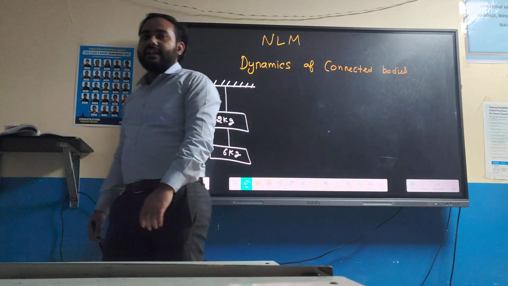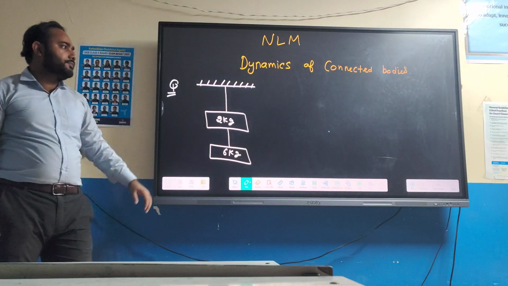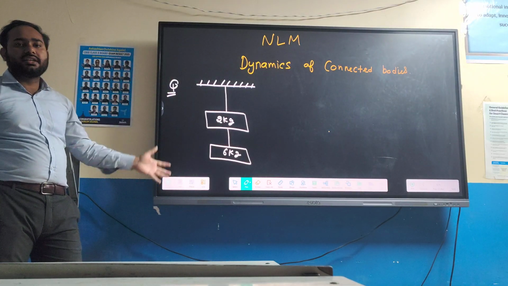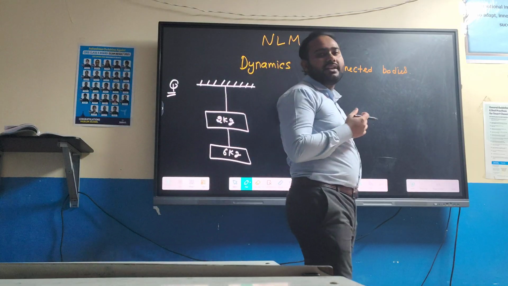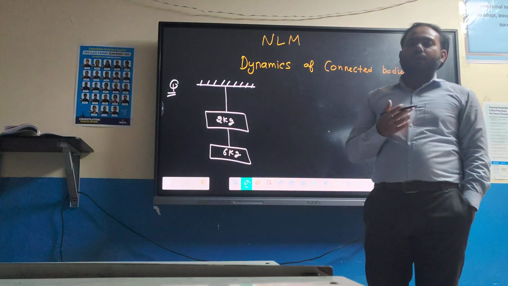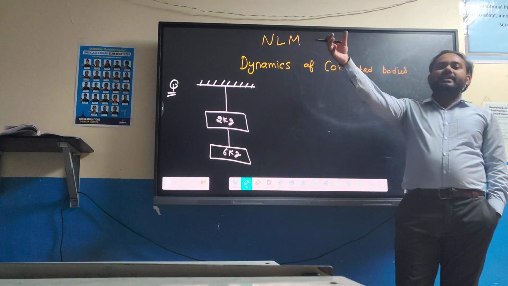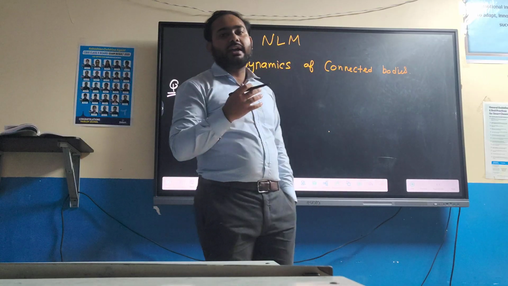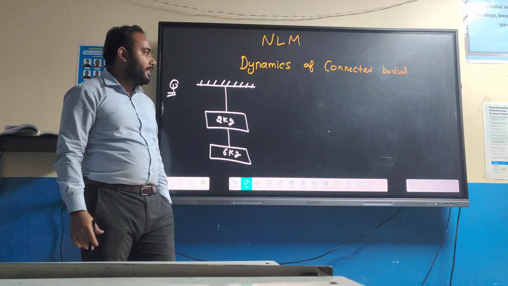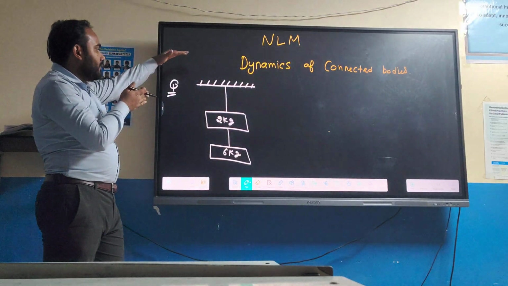So in dynamics of connected bodies, we will learn about how, if two bodies are connected by a string, or we can say a rod, we find the tension in the string or the tension in the rod. Or if two bodies are accelerating, we will also learn how to calculate the acceleration of those bodies. Okay. So I have taken a basic problem here.